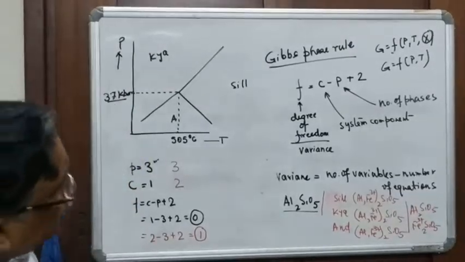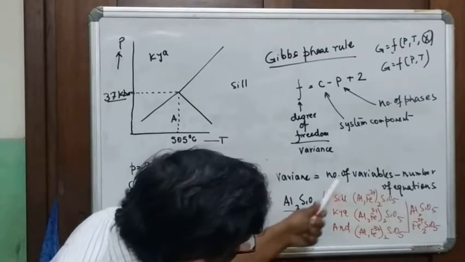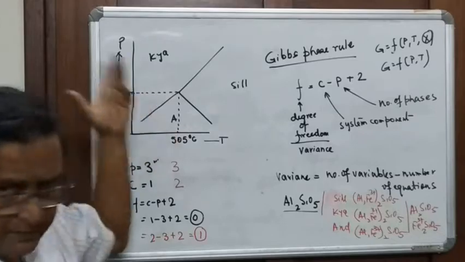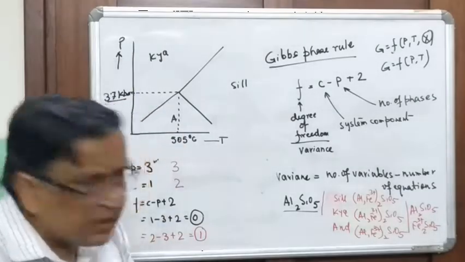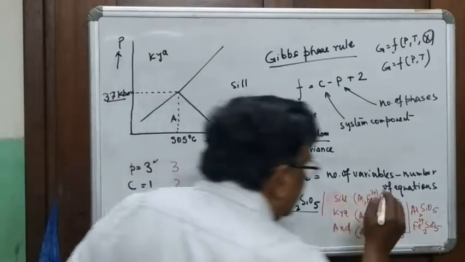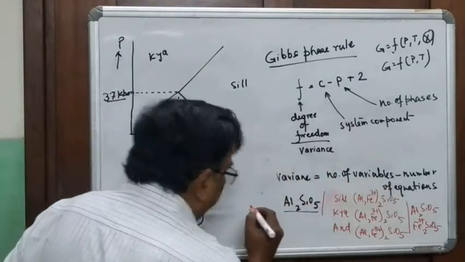Okay, let's look at these compositions. Pressure and temperature, of course, are variables. We have it on a pressure-temperature diagram. So what are the variables? You have a variable. What is the variable? Listen to me carefully.